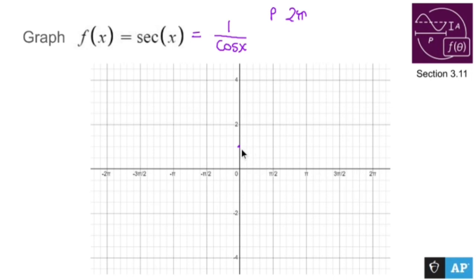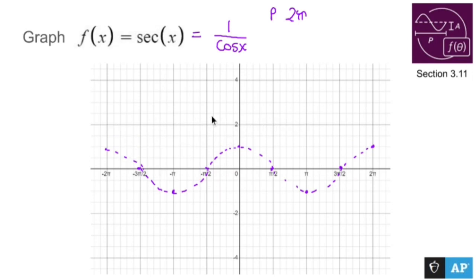What do I have? 2 pi, so it's going to cross here. It's going to bottom out here. It's going to cross here. It's going to peak out here. So drawing a rough draft, this happens. Similarly over here, drawing a rough draft, this happens. Good.